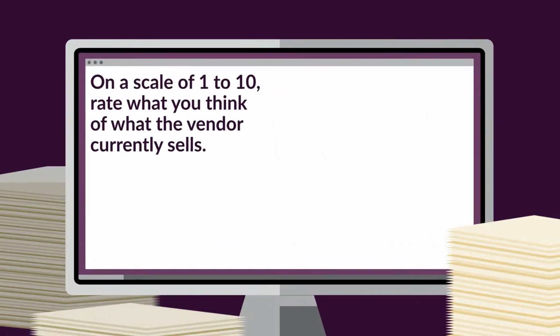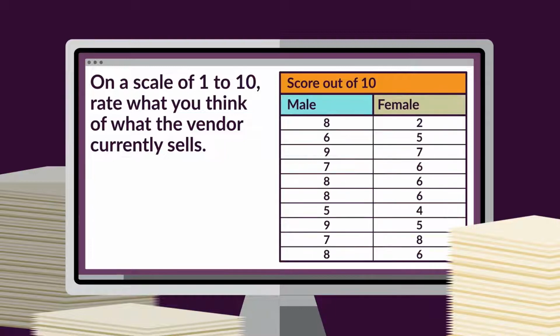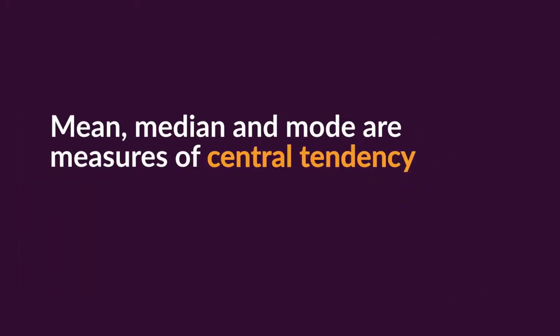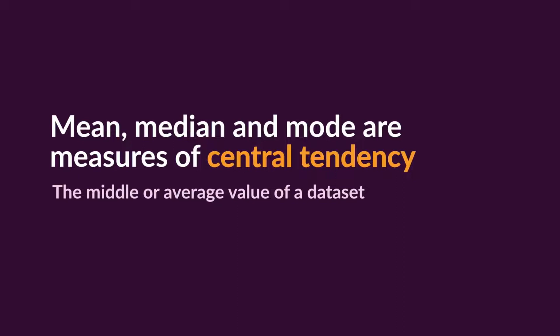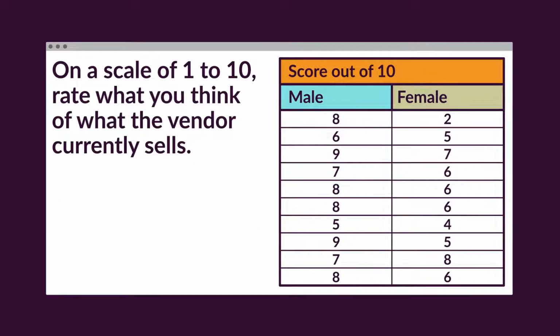She starts by looking at what people think of what the vendor sells and divides the data into two sets, the male and female responses, so she can find the mean, median, and mode for each of these data sets. The mean, median, and mode are called measures of central tendency, which is a formal way of saying that they tell you about the middle or average of a data set. In this case, the central tendency would be the general feeling about what the vendor sells.